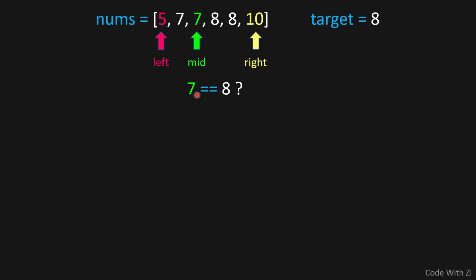But as you can see, 7 is not equal to 8. So we're going to ask, is 7 less than 8? And the reason we ask this is because our array is sorted, as you can see.